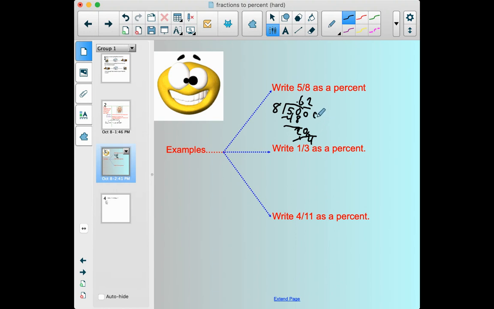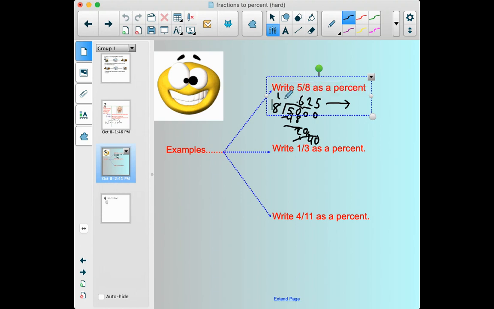I'm going to add one more 0 to bring it down because I know that 8 goes into 40 exactly 5 times. 8 times 5 would be 40. There'd be nothing left over, so I'm done. So 5/8 as a decimal is 0.625. That's step 1.